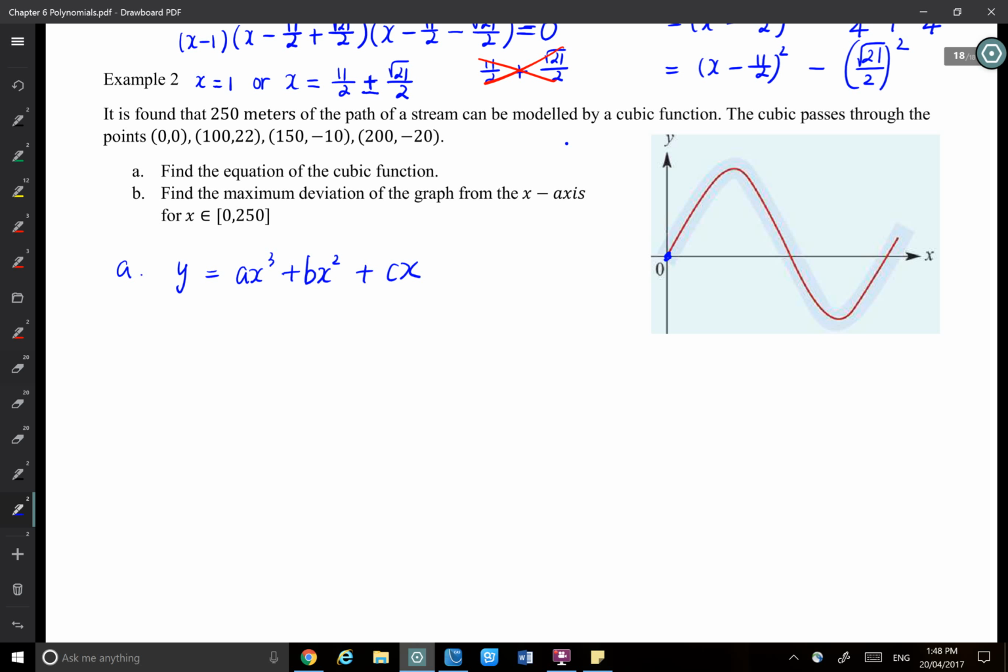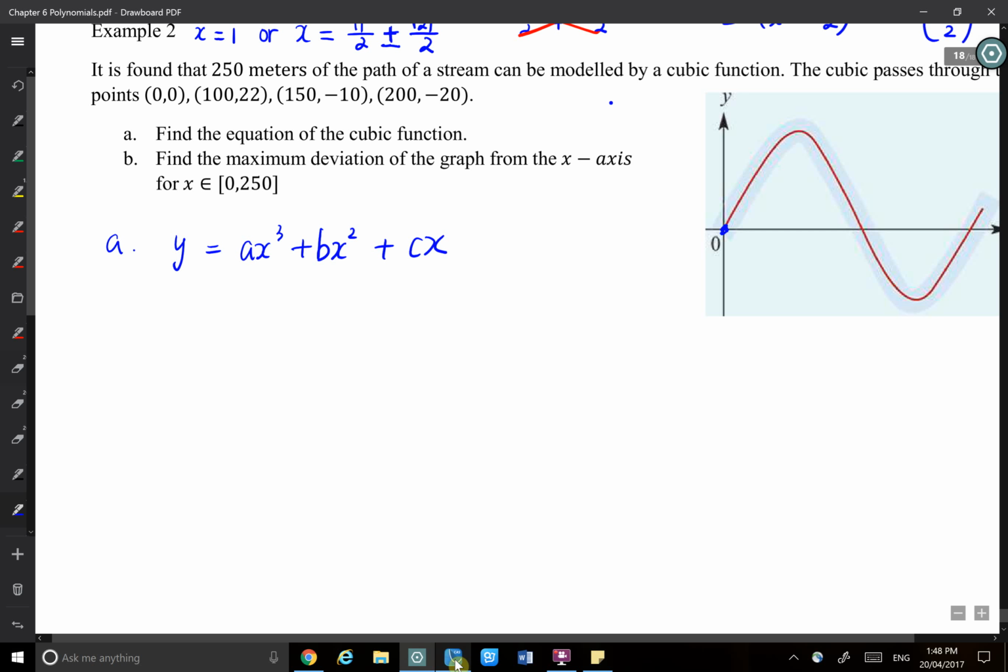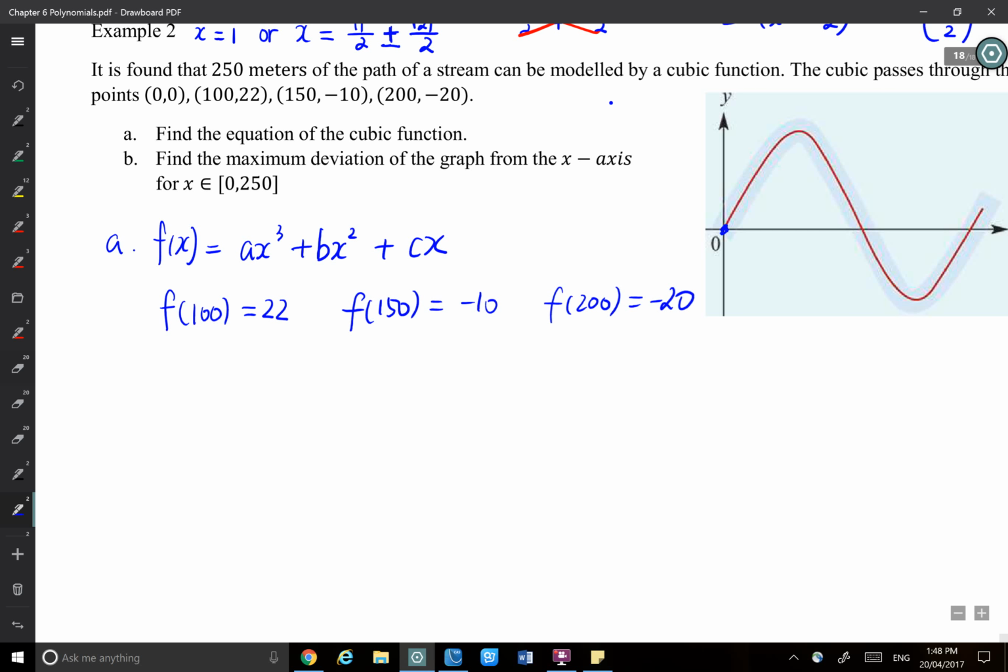Now I want to show you a really good thing. You must learn this. I'm not sure how many of you know this, but you need to learn that. What do you know? Let's say that's f(x), not y. You know that f(100) equals 22, f(150) equals negative 10, and f(200) equals negative 20. Is that correct? According to the coordinates given to us, I can have those things.